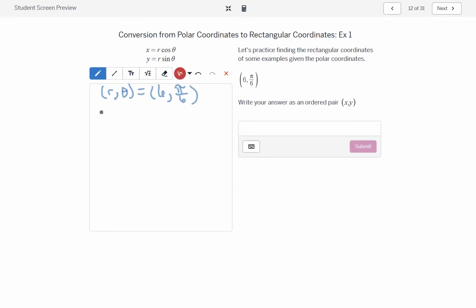Now my x coordinate is r cosine theta. So I'm going to fill in r is 6. Cosine theta is pi over 6. Now you'll have the unit circle on the test, but we look up pi over 6, and that is the first coordinate. First coordinate is cosine. So our x is 6 times the square root of 3 over 2. And then the 6 and 2 reduce, so we get 3 square roots of 3.